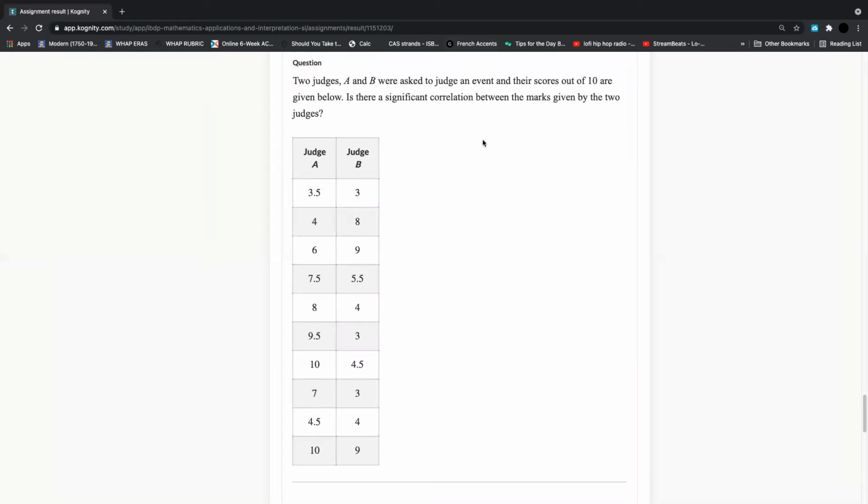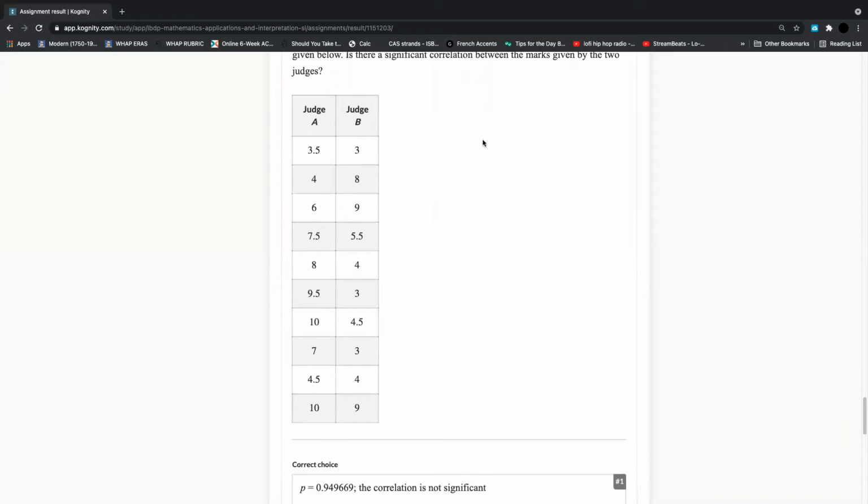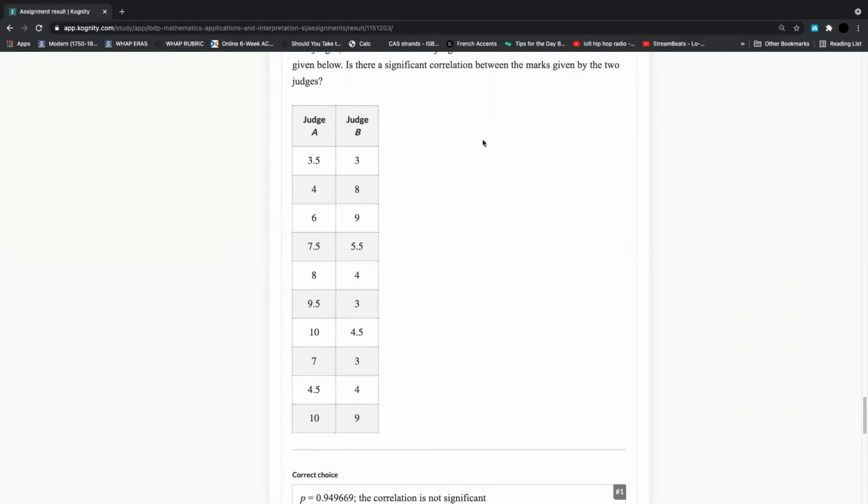Okay. So judge A, judge B. So the first thing you want to do, pretty simple. You want to put the values into L1 and L2. I'm going to do that too. 5, 4, 6, 7, 5, 8, 9, 5, 10, 7, 4, 5 and 10.